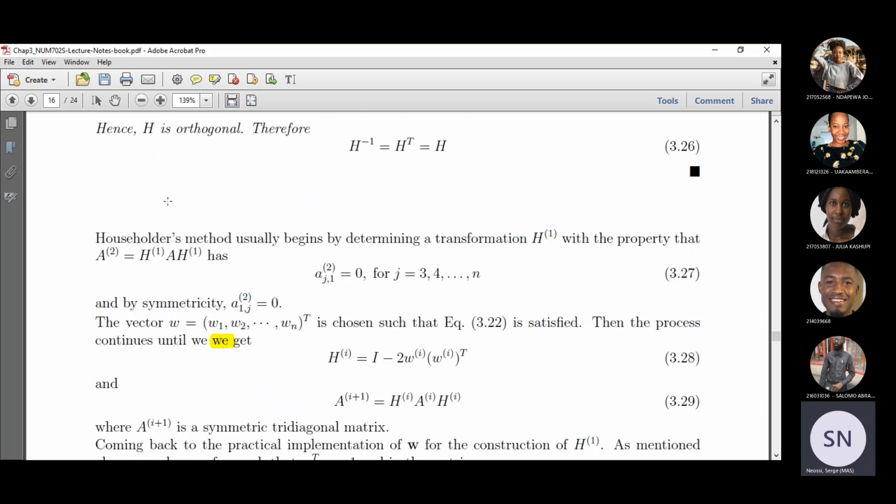Okay, let us look into that. Okay, so the first thing is to get H1 in such a way that you see A2 here. Remember that these matrices have to be what?